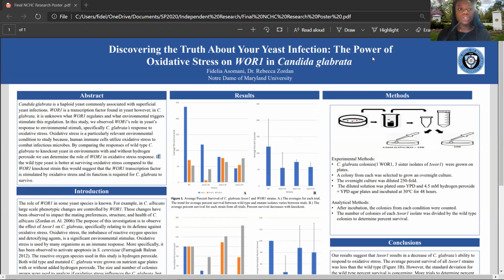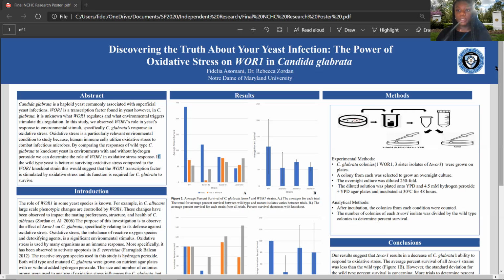Today, I'll be presenting to you my research on discovering the truth about your yeast infection, the power of oxidative stress on WAR1 and Candida glabrata. So Candida glabrata is a haploid yeast commonly associated with superficial yeast infections. With antifungal resistance from mutations increasing, there has been more interest in the genome of yeast, such as C. glabrata. I focus on the transcription factor WAR1, and its role in other species of yeast is known, but in C. glabrata, it isn't as defined.